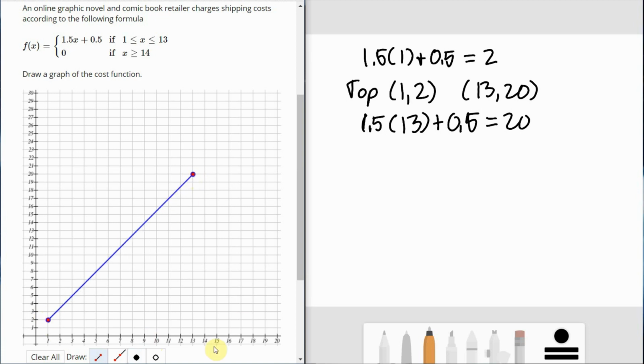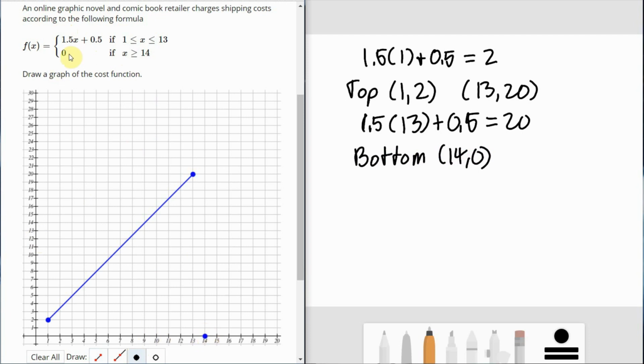Because the bottom expression is just 0, when I evaluate it for the x value of 14, I don't need to plug in any values. It will always equal 0, giving me the coordinates of 14, 0 for the next dot. Since the domain restriction for the bottom can be equal to 14, I'll use a solid circle.